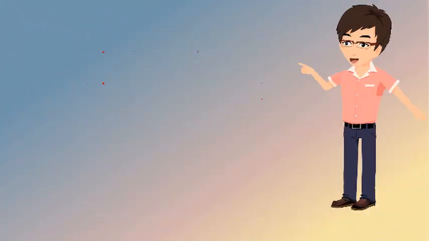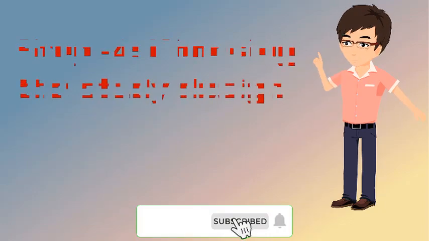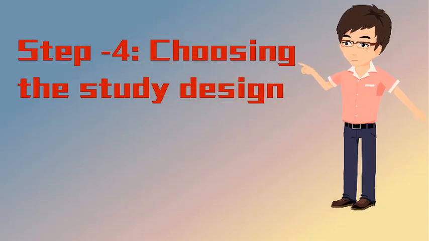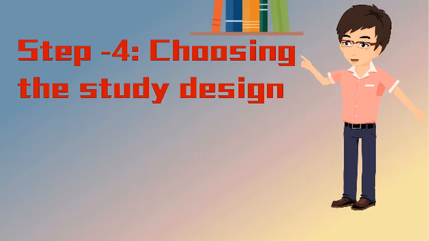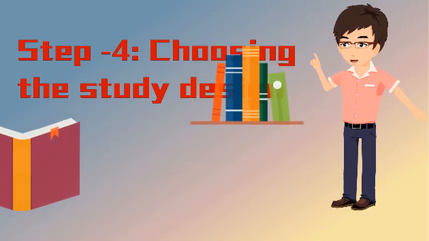The next step, step number 4, involves choosing the study design. The research design is the blueprint or framework for fulfilling objectives and answering research questions. It is a master plan specifying the methods and procedures for collecting, processing, and analyzing the collected data.